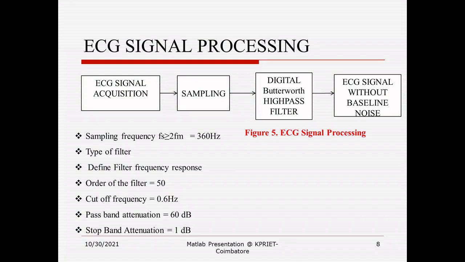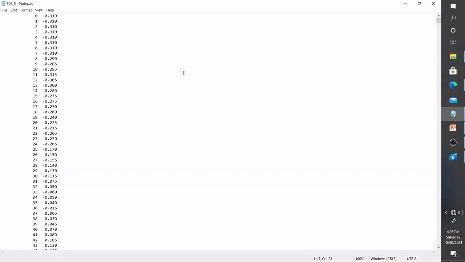Let me discuss how baseline wandering noise is removed from an ECG signal through MATLAB code. Remember, for ECG baseline wandering noise removal, the first step is to acquire the ECG signal. That ECG signal is called from a database. The next step of signal processing is sampling. As we discussed earlier, for any biomedical signal, at least 20 Hz is required for the sampling frequency, up to a maximum of 20 kHz. But here we have chosen a sampling frequency of 350 Hz.